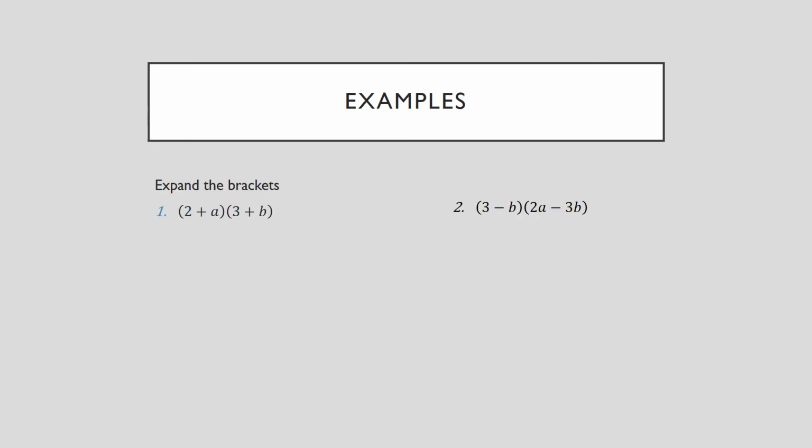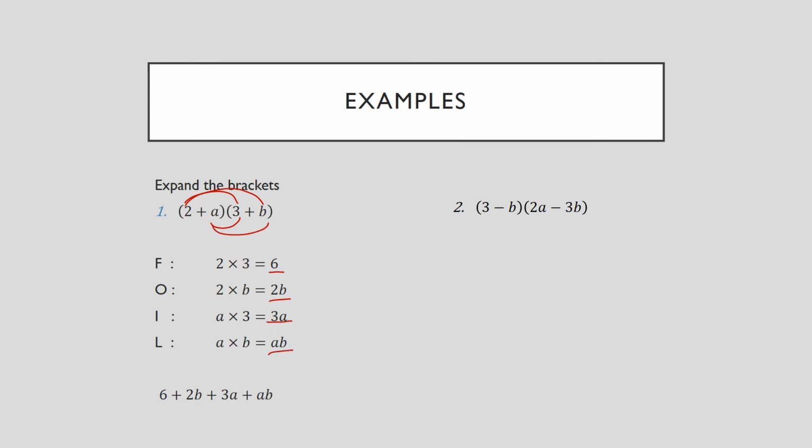Okay, so now we have some examples that we'll go through. These are like some of the simple examples that you'll get. There's also much more difficult ones, but we'll look at them in the next coming lessons. So for the first one, we have our FOIL used underneath. So you can see I've gone 2 times 3, which gives us 6, 2 times b, which is the outside, which gives us 2b. Inside is a times 3, which is 3a, and then last is a times b, which is ab. And then you can see that underneath, this is going to equal the expansion of 6 plus 2b plus 3a plus ab.